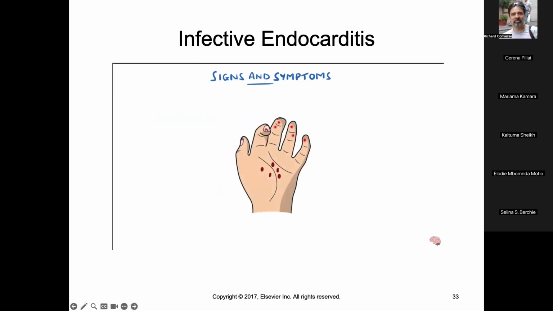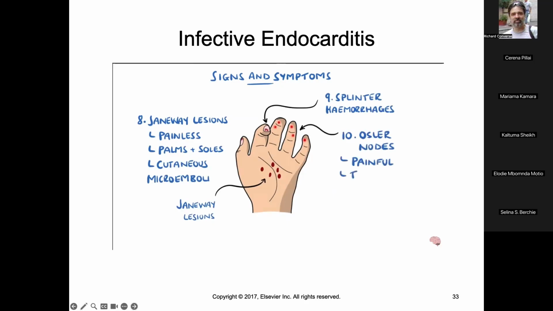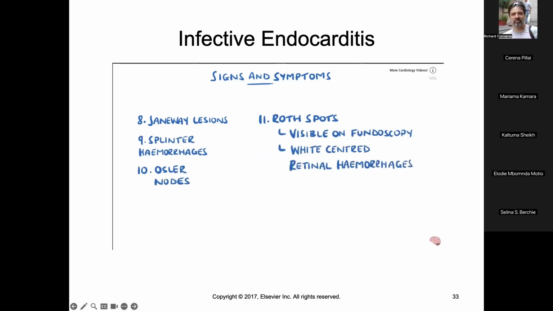Janeway lesions are painless cutaneous lesions on the palms of the hands and soles of the feet, and are the result of microemboli, and splinter hemorrhages can be seen in the nail beds due to capillary injury. Often confused with Janeway lesions are Osler nodes, which are painful erythematous nodules, typically on the tips of the fingers and toes, thought to be due to a local immunological response. Roth spots are visible on fundoscopic examination of the eye as small white-centered retinal hemorrhages coming from retinal capillary rupture.